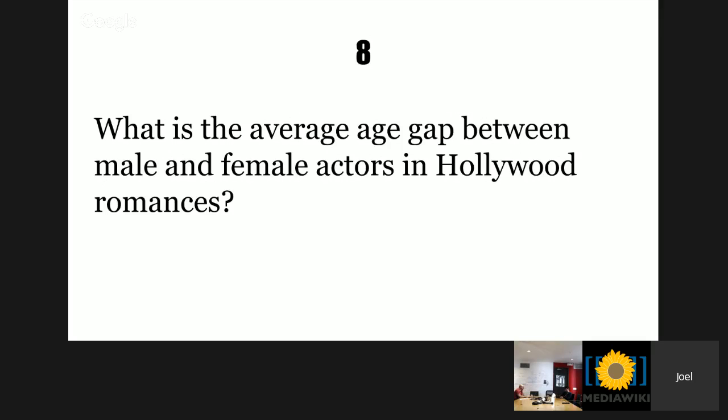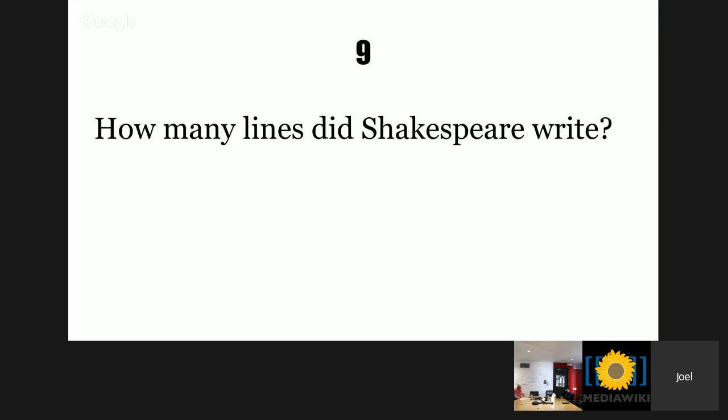Question 9, how many lines did Shakespeare write? Not counting his private correspondence, I believe, but how many lines of published material? How many lines of, what's the word? Verses, plays of material, not correspondence, not private material. So how many lines did Shakespeare write?